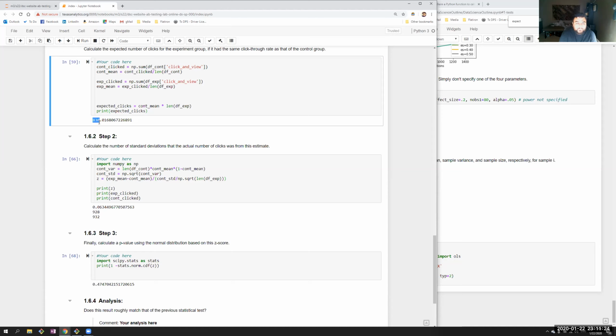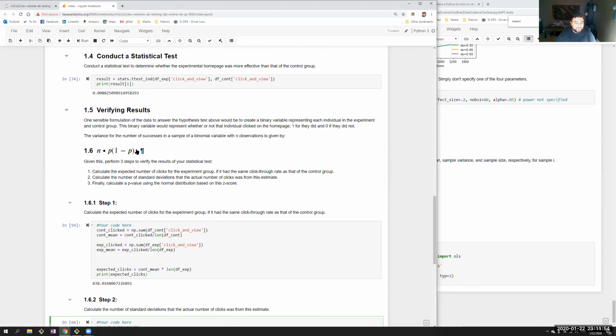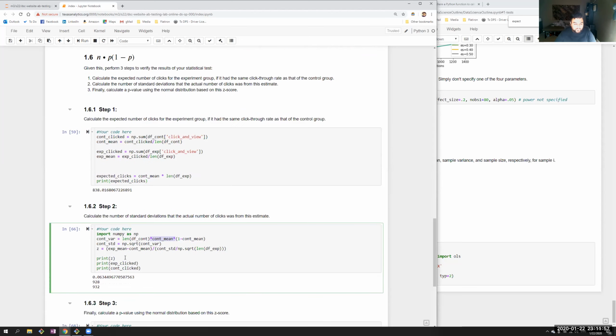Now it says calculate the number of standard deviations that the actual number of clicks was from this estimate. So what do I do here? I get the variance of the control group by multiplying the length of the control group by the mean and by 1 minus the mean. I'm essentially implementing this formula to get that variance. Then I take the square root to get the standard deviation.